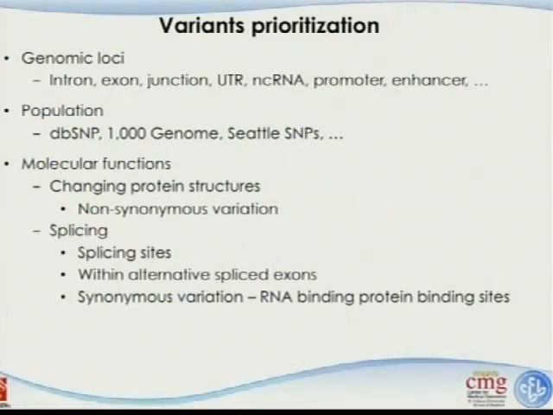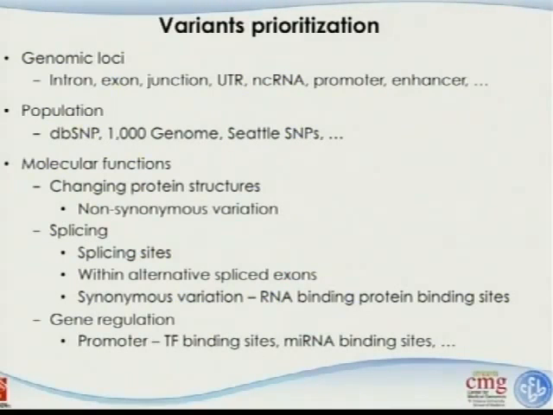That will be whether the variance is in the splicing sites, within the alternative splice exons, or synonymous variations. So we'll go through this a little bit. We were also interested in some of the variants at the gene regulation level: in the promoter, they are very likely to be transcription factor binding sites, and in the 3' UTRs, those are microRNA binding sites.